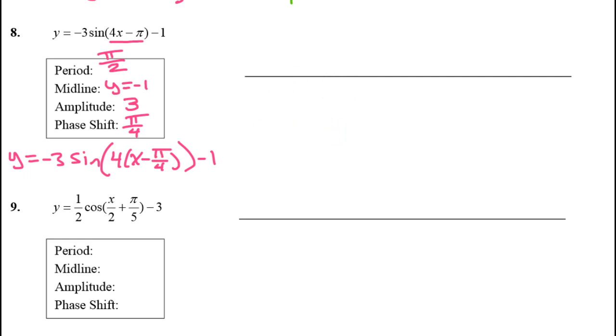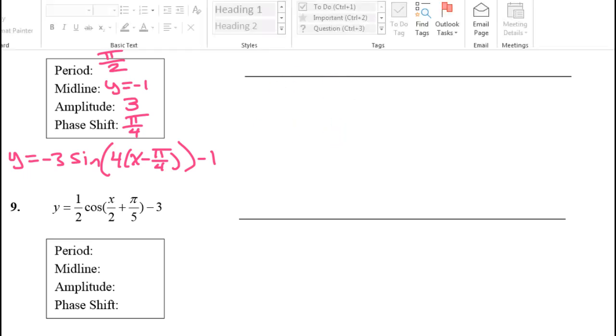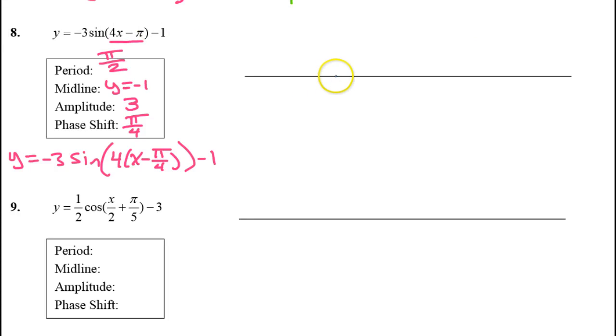All right, the phase shift is the most important part because it tells you where to put your first mark, where to begin the graph. So I'm going to go ahead and put a mark right here. I'm leaving a little space because I know the y-axis will be somewhere to the left, so I'm leaving room for it. But my first mark will go at the phase shift, at pi over 4. Okay, and then I'm going to go over 4 spaces.